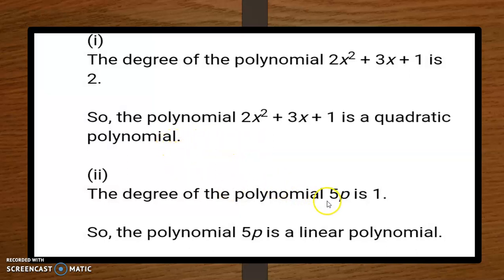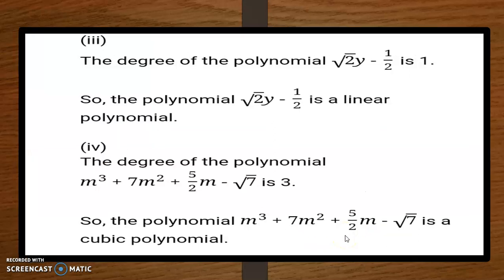Second one, the polynomial given is 5p. The highest index is 1. So degree is 1. So it is called a linear polynomial. Third one, the polynomial is root 2 y minus 1 upon 2. The highest index is 1. Degree is 1. So it is a linear polynomial. The polynomial given is m cube plus 7m square plus 5 upon 2 m minus root 7. The highest index is 3. So degree is 3. Therefore, it is a cubic polynomial.